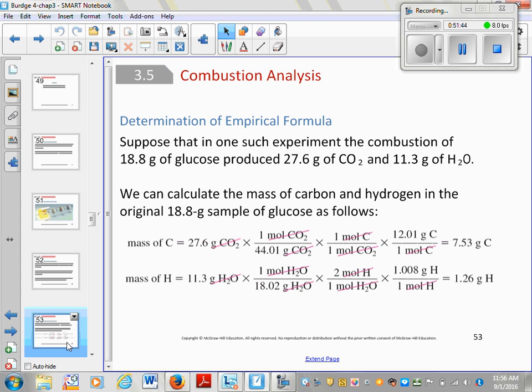So now I have to take the carbon, divide it by its molar mass, 12.01, the hydrogen, 1.008, and the oxygen by 16.00. And if I do that, I think the carbon comes out to be like 0.63, the hydrogen 1.26, and the oxygen 0.63. So what's the empirical formula for glucose? If I normalize it now, divide each of these by what's the lowest number?